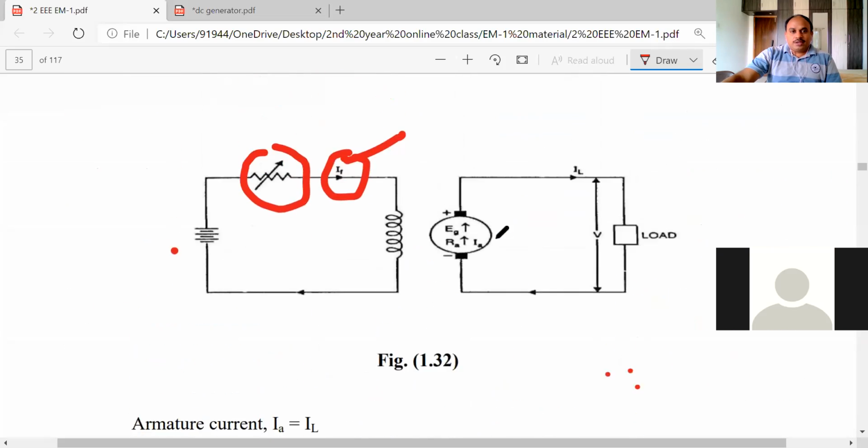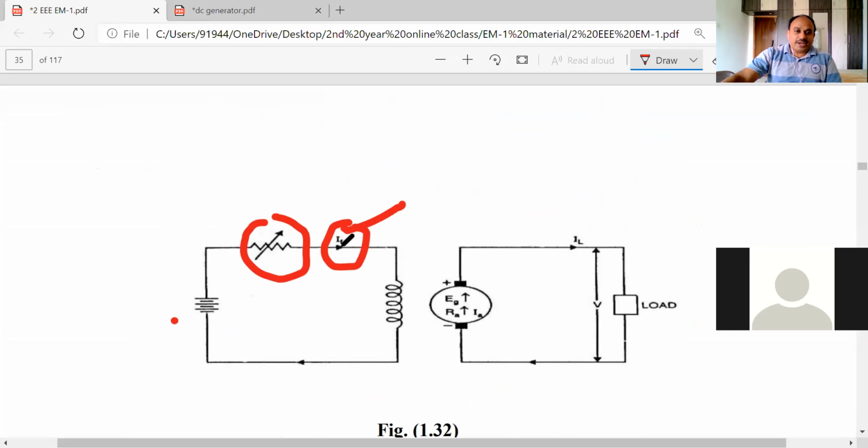See here, this is the field current IF. If you change this rheostat R, which has resistance, and vary the resistance, the current through the rheostat varies, that means the current through the circuit varies. This is the field current. Field current is varied by varying this rheostat.